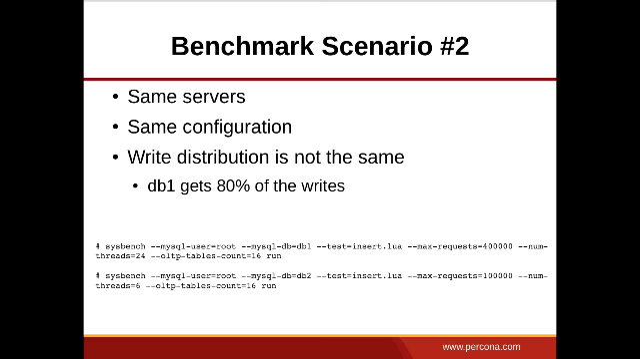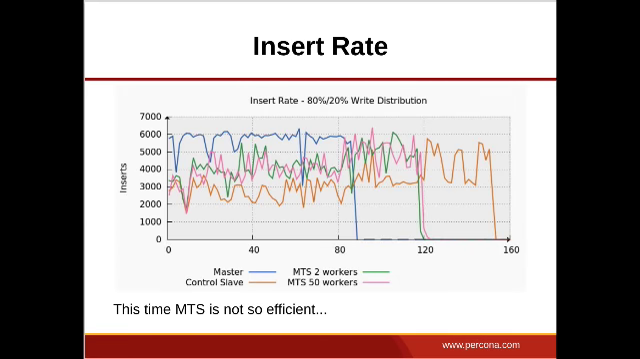So this time, as I mentioned before, we have the same configuration, the same server. However, now DB1 gets 80% of the writes. Let's see what happens. So we have the same colors. The master is the blue line, and of course the orange line, the control slave, so the slave with no multi-threaded replication, is again not as good. This is expected. But now the main difference is that the multi-threaded slaves are not able to keep up.